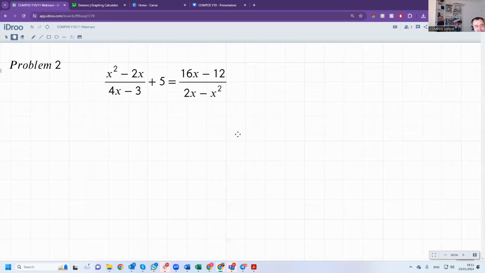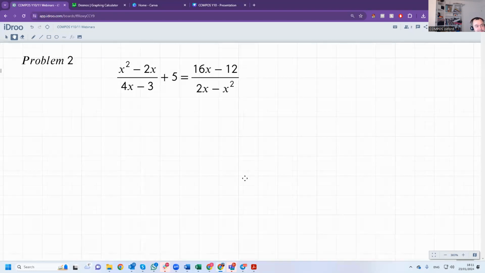A slightly harder one, but this is also done by substitution. What do you think the substitution is? It's not easy to type it. I'd rather you just shout out. What substitution would you use here? Four x minus 3 sub to a letter.